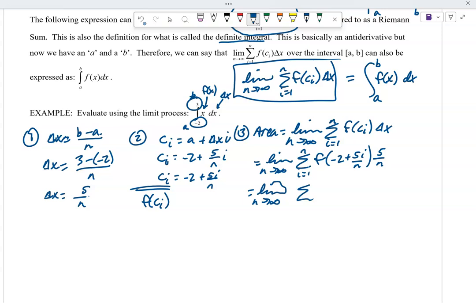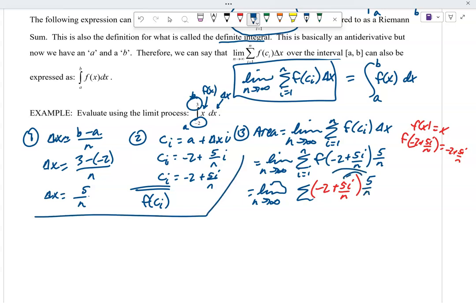Well, f of x is x, right? Let me go to the side for a minute. f of x is x. So f of -2 plus 5i over n just replaces the x. So I get -2 plus 5i over n. That's our f of x; it goes in for x, times delta x, which is 5 over n. And distribute that. So we get the limit as n goes to infinity of -10 over n plus 25i over n squared.